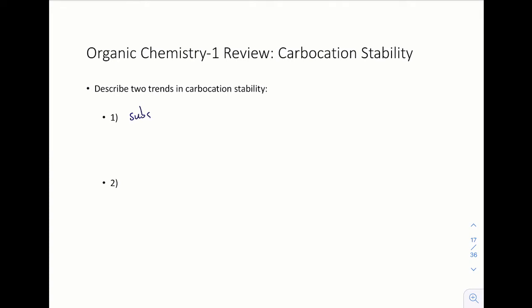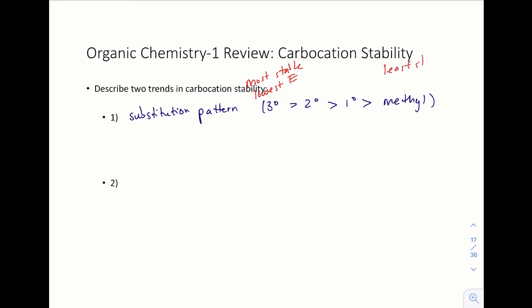Yeah, so the first is substitution pattern. Is the carbocation carbon tertiary? Is it secondary? Is it primary? Is it methyl? Tertiary cations are lowest energy or most stable, and methyl and primary cations are least stable, which corresponds to highest energy.